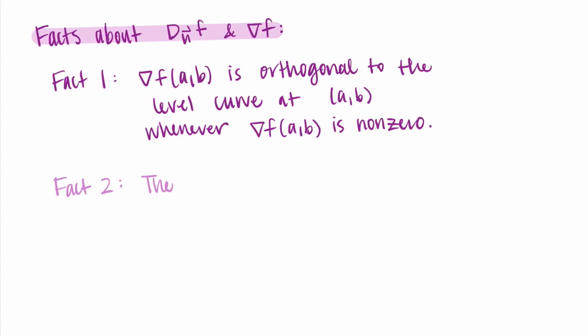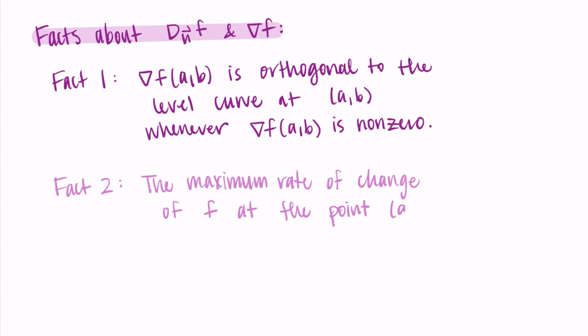Alright, so our second fact tells us that the maximum rate of change for our function at the point a, b is given by the magnitude of the gradient vector at that point. So the idea is that if I look at any point on my function, all I need to do is find the gradient at that point, and that will tell me the maximum rate of change. So you can imagine you're standing at a point on the surface and you're trying to determine what the maximum rate of change is in any direction. You would look specifically at the gradient vector and its magnitude to tell you the maximum rate of change.